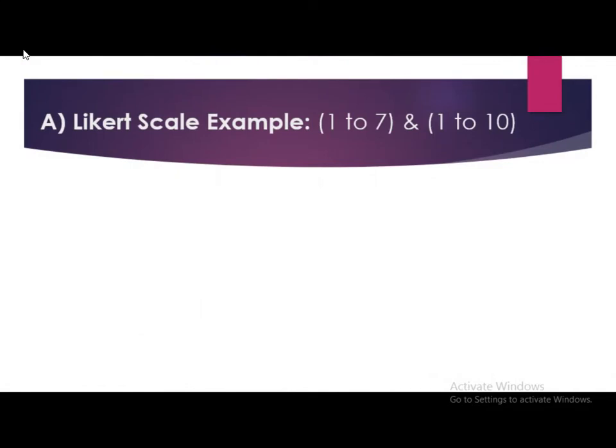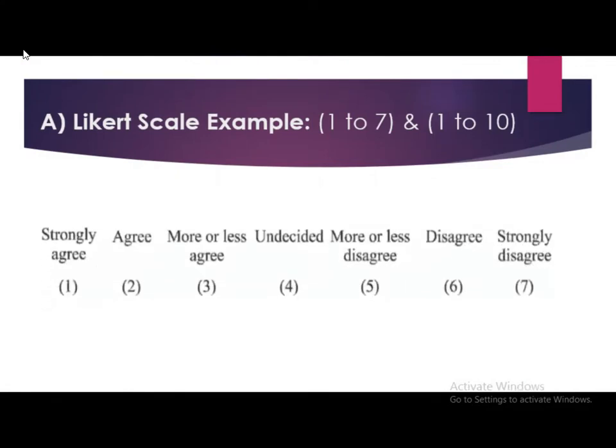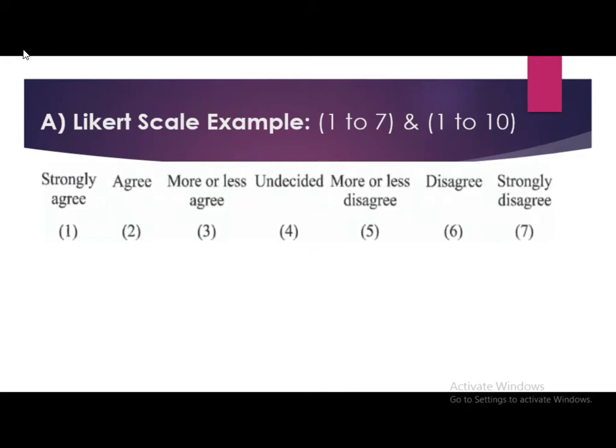Likert scale examples. This is the example of a 1 to 7 Likert scale, where strongly agree, more or less agree, undecided, more or less disagree, and strongly disagree. The scale has been used 1 to 7.